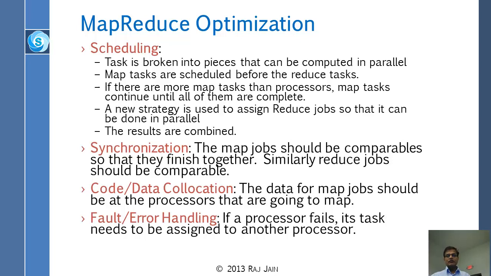All right, synchronization. The map jobs should be comparable so that they finish together. Now, it is not necessary, but if you have one job which finishes after 100 units and everything else takes one unit, then for 99 units, somebody is waiting for nothing. Either new map jobs cannot be assigned, or reduction cannot be completed. So, you really need to divide the work. When you do key value pairs, you have to say, well, you handle these two keys, you handle these two keys, or you handle these 20 keys. You should divide it so that they take approximately the same amount of time.